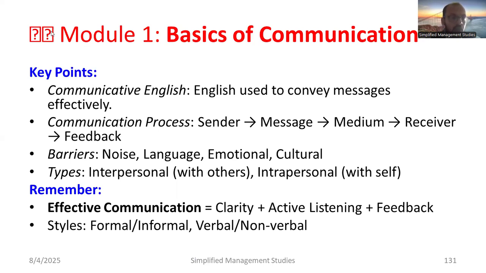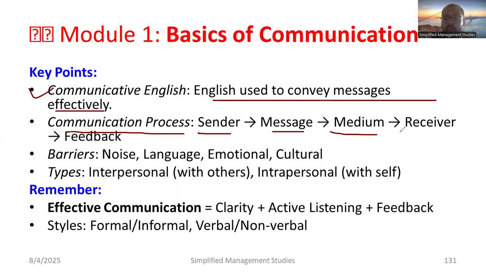In module one, what you are supposed to focus on are the key points. What is communicative English? English used to convey messages effectively because it's a globally recognized language, so it will be convenient. Then, what is the communication process? The sender is going to send a message. It will be passed through the medium. Then it will reach the receiver. Then take the feedback, so that communication will be completed. There are some barriers such as noise, language, emotional, cultural barrier, linguistic barrier, etc.